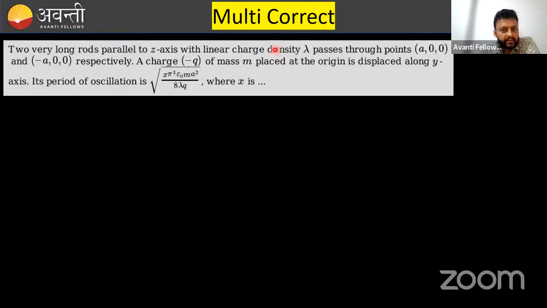This statement that multi-correct, this is not multi-correct actually. This is a simple integer type question. This is some PPT making error. This is an integer type question.